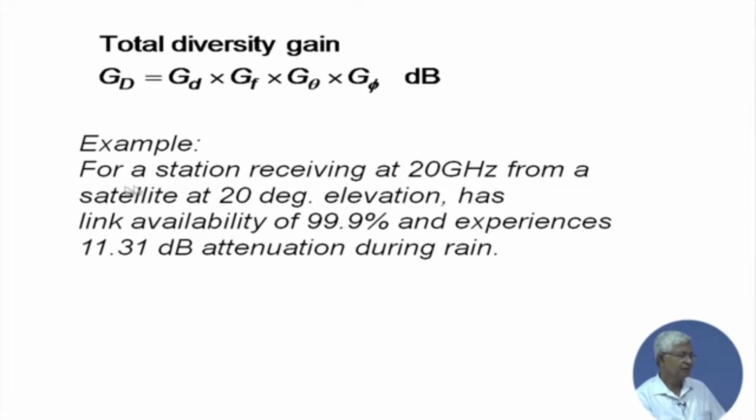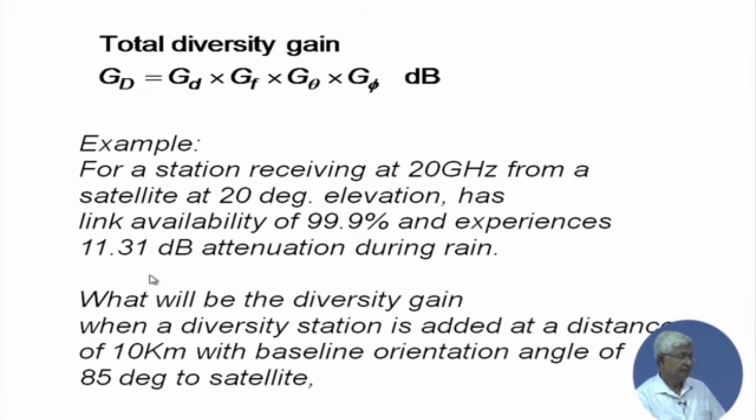And a quick example is just worked out here, just for your information. A station receiving at 20 gigahertz from a satellite at 20 degree elevation has a link availability of 99.9% and experiences 11.31 dB attenuation during the day. Now what will be the diversity gain if a diversity station is added at a distance of 10 kilometers with a baseline orientation angle of 85 degrees to the satellite?